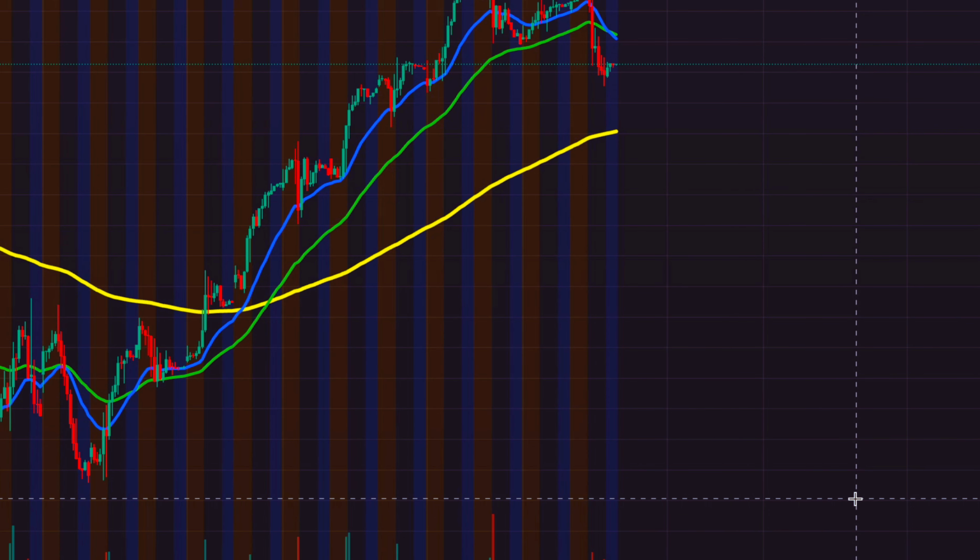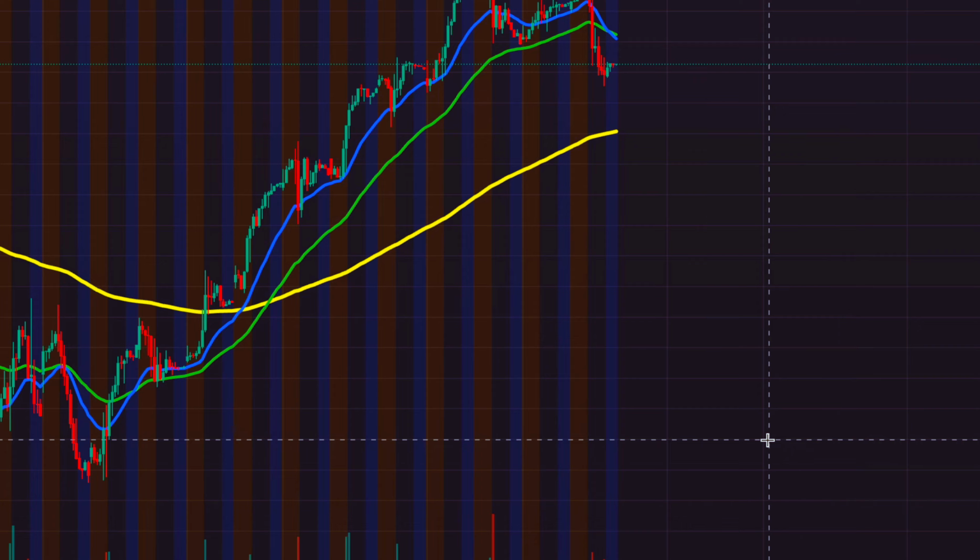Master the 20, 50, and the 200 exponential moving average on TradingView.